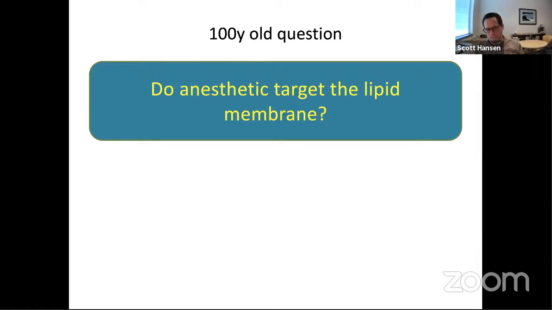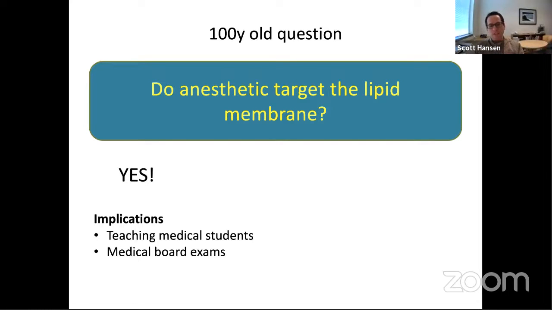And so we concluded from this that this 100-year-old question, and I think the paper generated a considerable amount of attention, and I think it's partly because this is a 100-year-old question: is the membrane a target? And I think we have to say yes. Now we know that the membrane is a target of anesthetics.